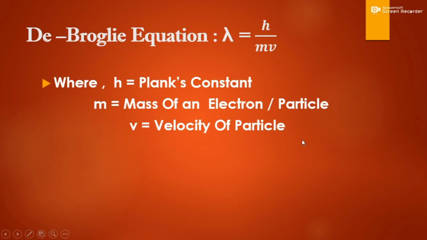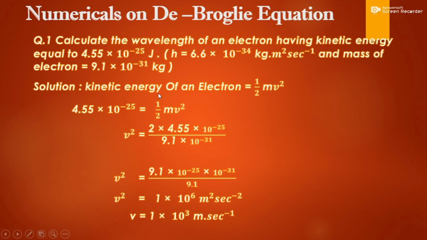de Broglie's equation: lambda is equal to h upon m into v, where h is the Planck's constant and m is the mass of electron, or we can say mass of particle. Then v means velocity of the particle or velocity of electron. Then numericals on de Broglie's equation.